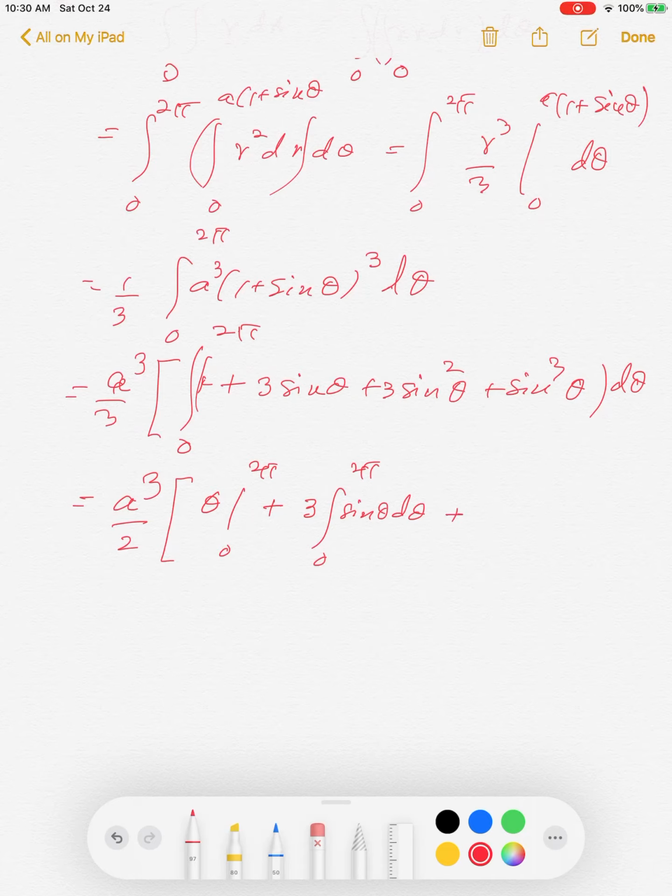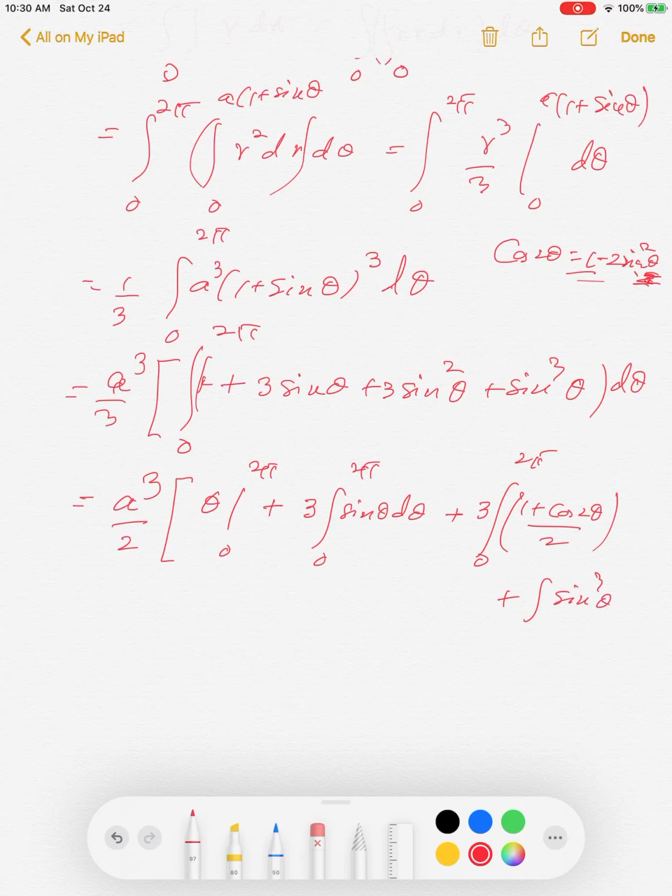I'm not so sure about sine squared. Sine squared, yeah, this is not difficult to see. You have to use the double angle formula for this. Cos 2 theta is 2 cos squared theta minus 1, or 1 minus 2 sine squared theta. So I'm writing already the double angle: sine squared is (1 plus cos 2 theta) by 2, integral from 0 to 2 pi, plus sine cubed theta d theta.